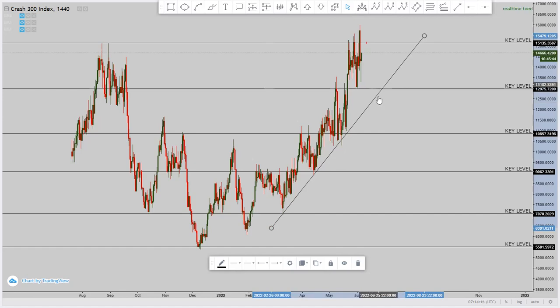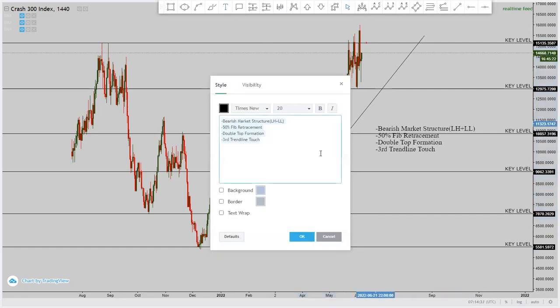Once it breaks this trend line, definitely we're going to have longer-term sales, because this is a freeway zone. Below this trend line, it's a free selling zone, a safe selling zone, a major selling zone. Above it, it's a major buying zone. Below this trend line, that's my major selling zone.